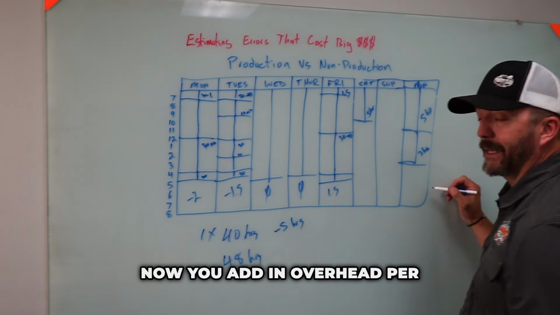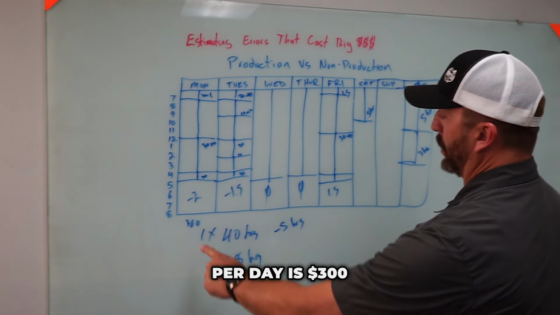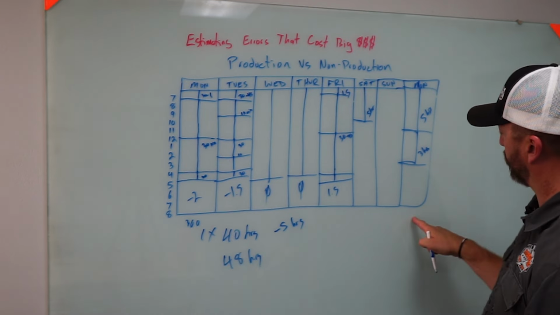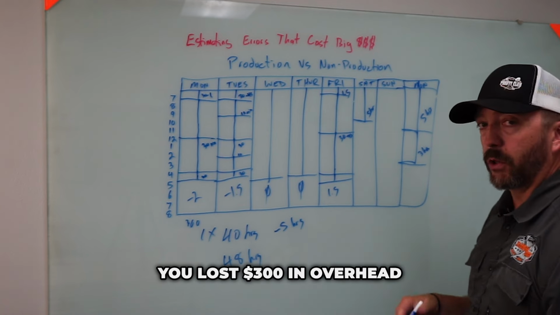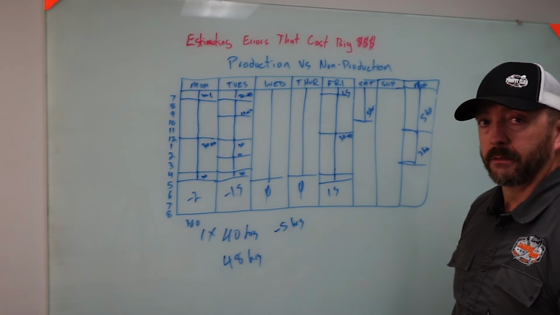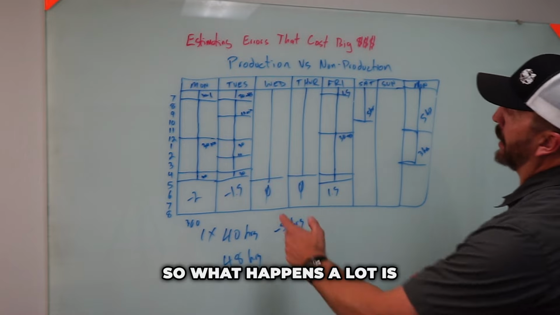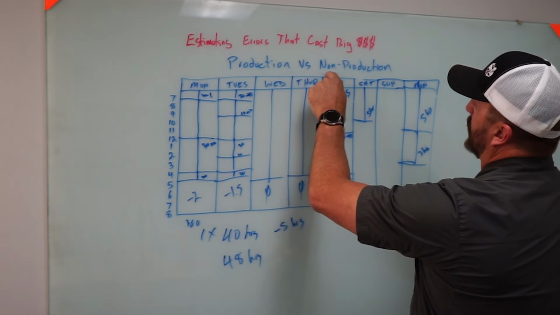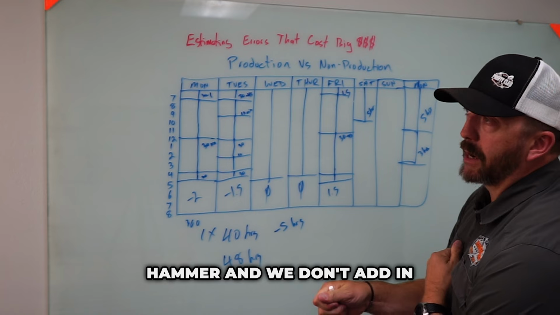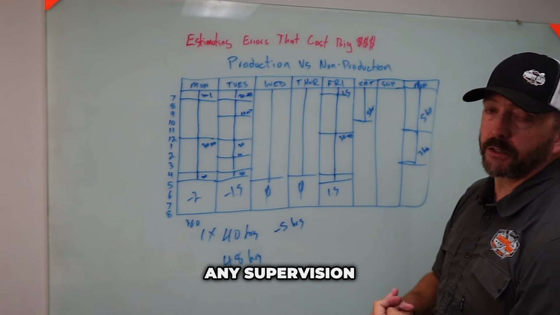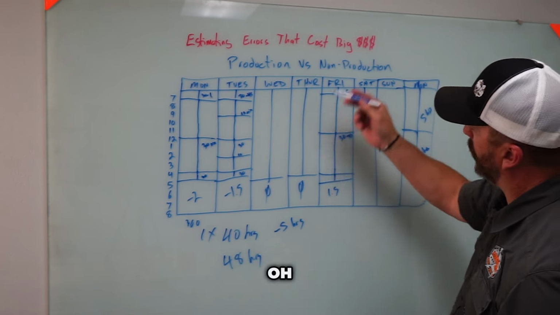So now you add in overhead per day. So if you have, let's just say, your overhead per day is $300, well, what does it cost you just for that extra day? Right off the bat, because you worked an extra day, you lost $300 in overhead because you're not getting paid extra for this time that you spend. So what happens a lot is we don't factor in the non-production time. We look at how long it's going to take to swing the hammer, and we don't add in any supervision. We don't add in getting materials.